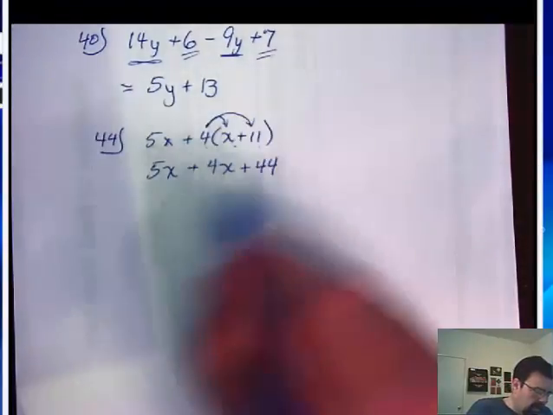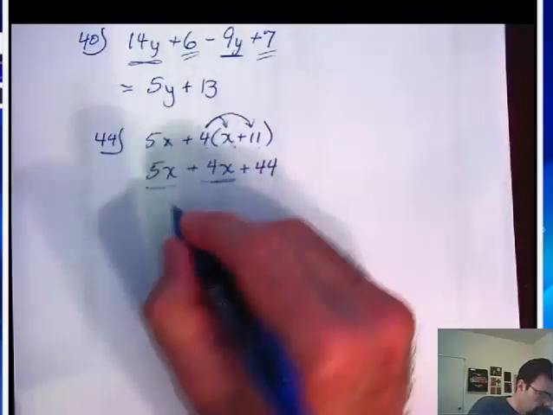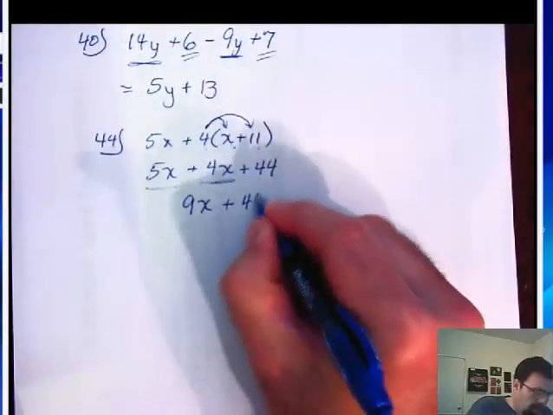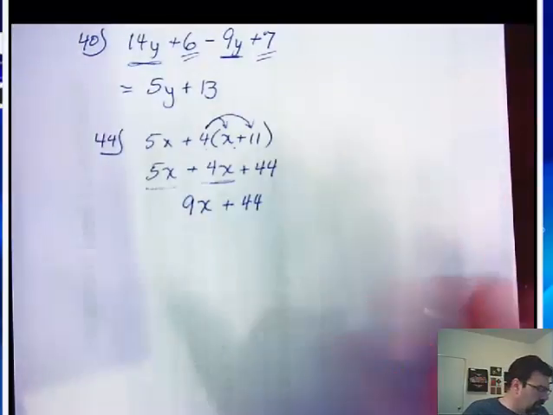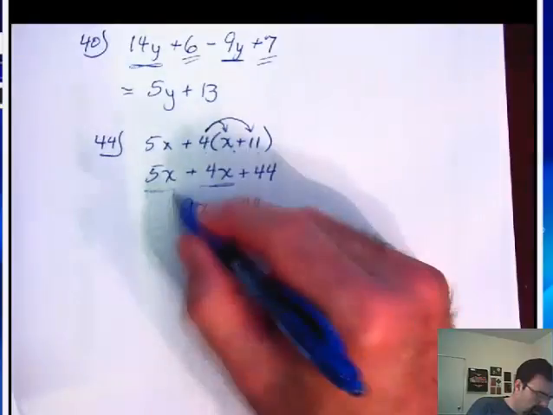Okay, now back to combining like terms. These are both x terms. So 5 plus 4 is 9. And the 44 is not like, so I just leave it. Can't do anything else with this. You're done. Simplified.